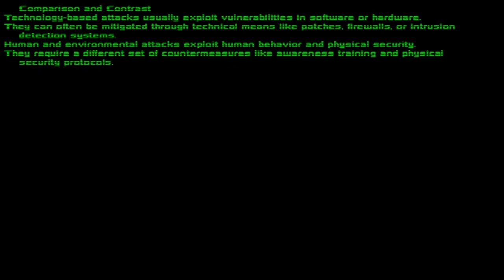Comparison and contrast. Technology-based attacks usually exploit vulnerabilities in software or hardware. They can often be mitigated through technical means like patches, firewalls, or intrusion detection systems. Human and environmental attacks exploit human behavior and physical security. They require a different set of countermeasures, like awareness training and physical security protocols.